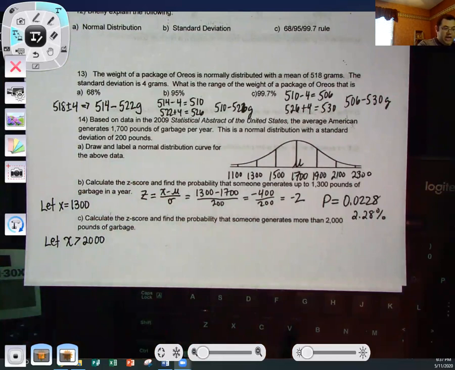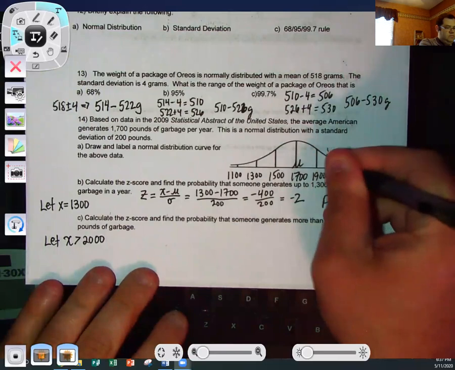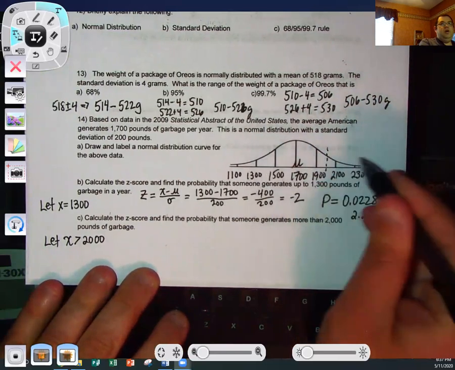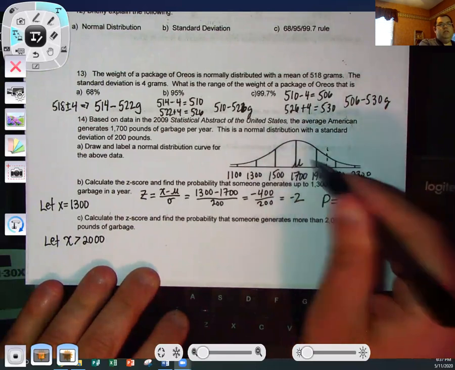So keep in mind, remember that when we find a z-score to find probability, here's our 2,000. That's going to find everything to the left. So if I wanted to find everything to the right, I would have to calculate this probability and do 1 minus.